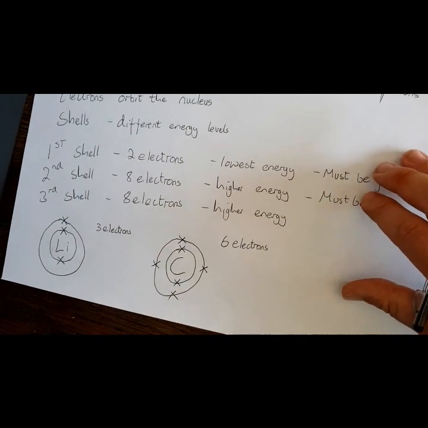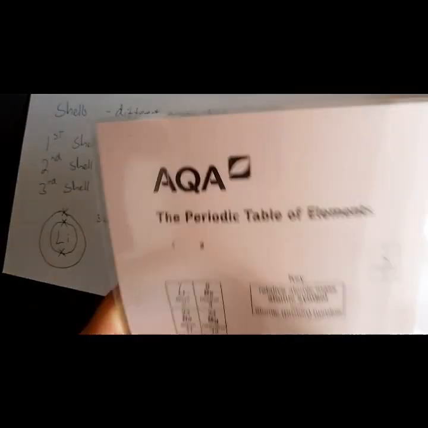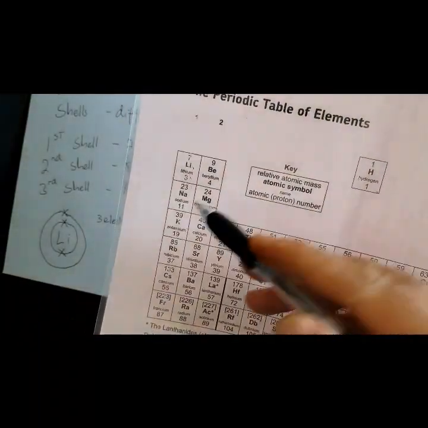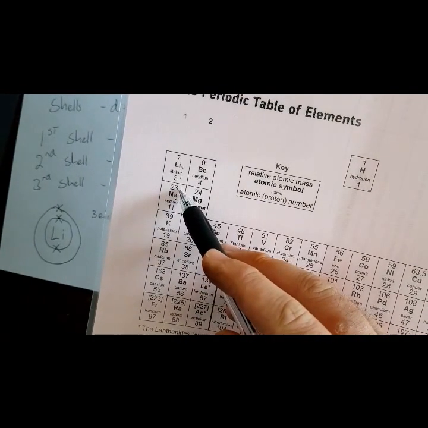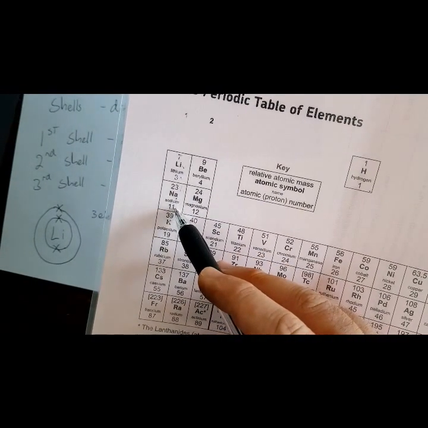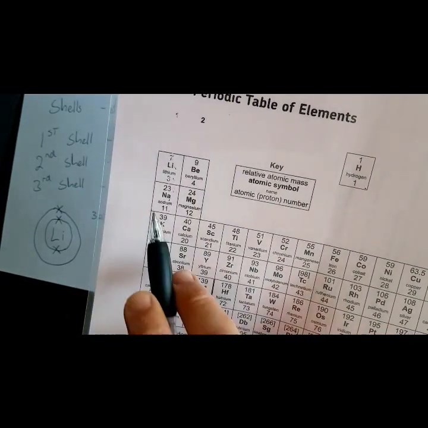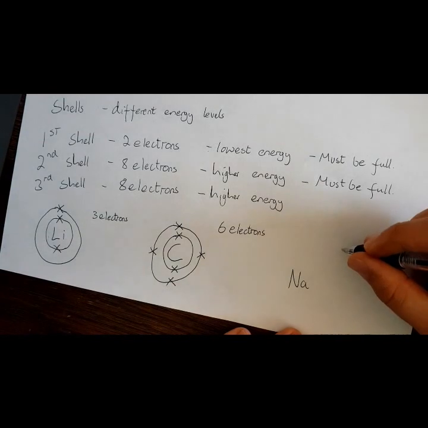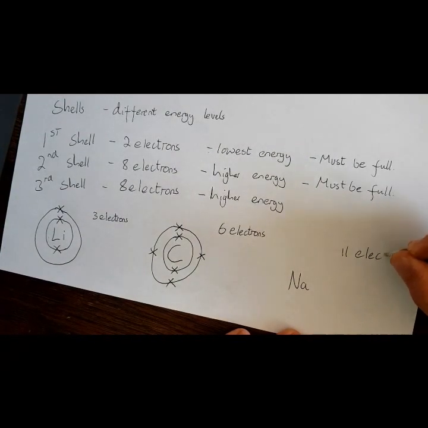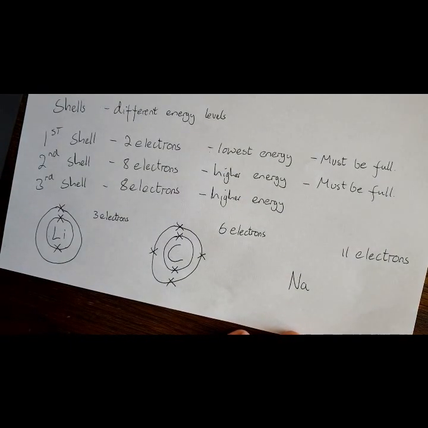Next one we'll look at sodium. So sodium, I find it on my periodic table. I'm looking here, got sodium here, my atomic number is 11, my mass number is 23. So my 11 tells me I've got 11 protons, I've also got 11 electrons. My symbol is Na, so I'm going to write Na here and 11 electrons here. So I remember to draw my 11 electrons.